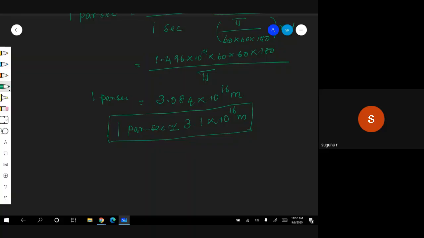Anyhow, the measurement we will be seeing; the answer for that will be coming in the next chapter. That is why I don't want to give it in detail. Anyhow, 1 parsec is this. Next one is the relation between.